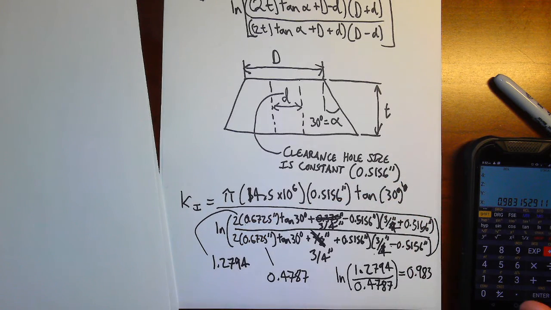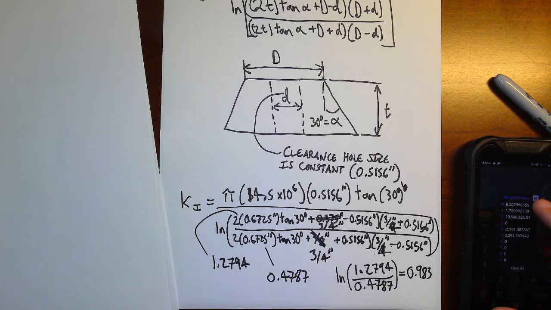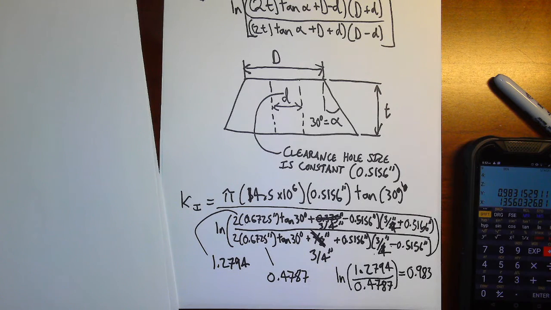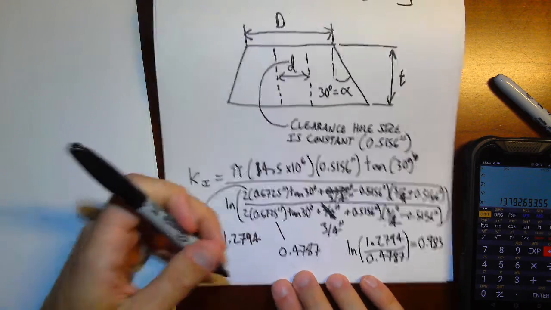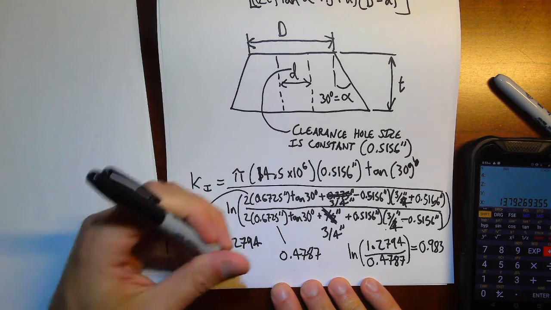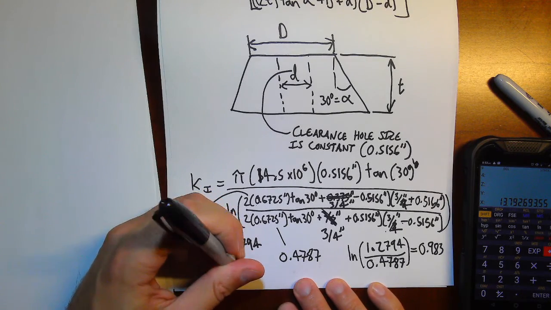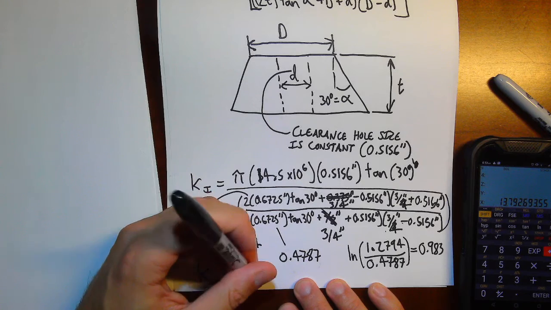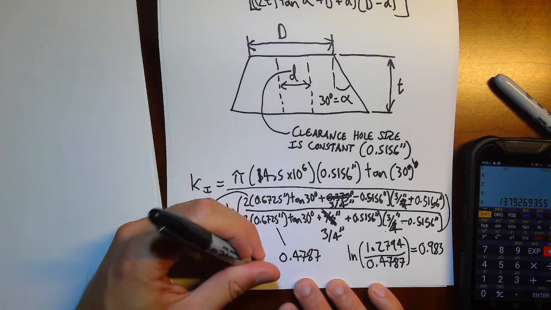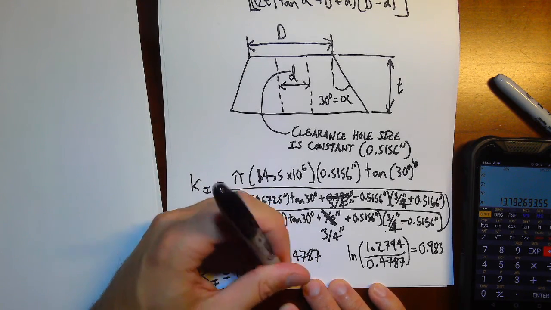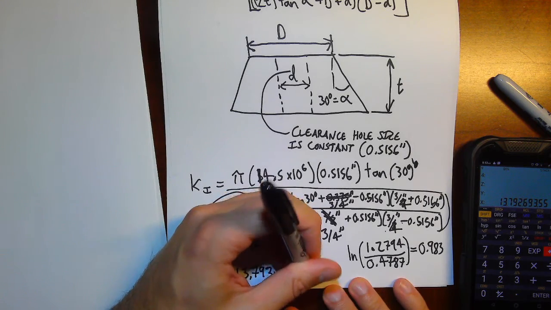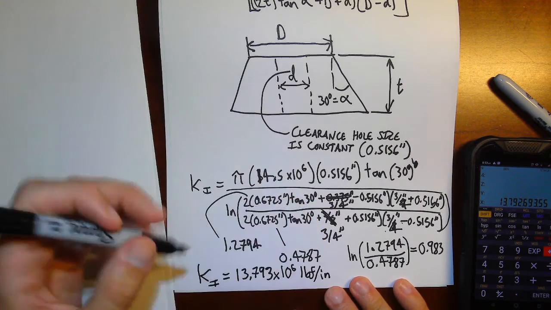Okay, so then I take my numerator of 13,560,000, divide that by 0.983, I get that K1 is approximately 13 million, or 13.793 times 10 to the 6th pounds per inch. That's K1.